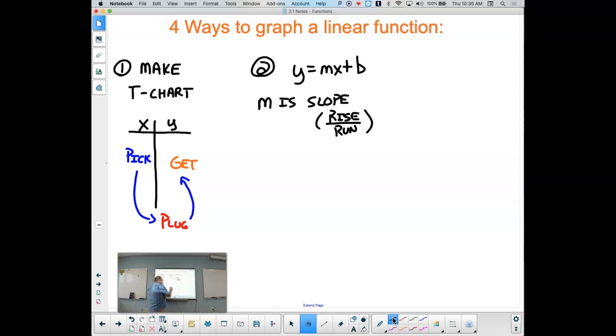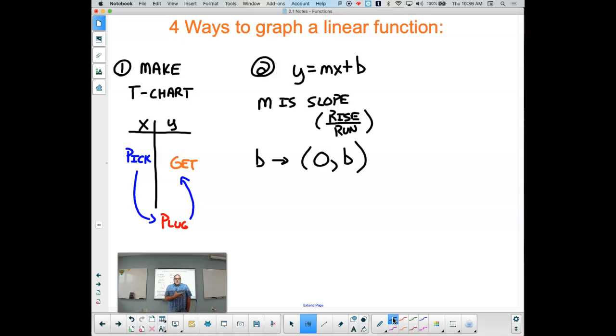And b is the point 0, comma b. It's the y-intercept where it crosses the y-axis. Okay? So you would plot your y-intercept, and then you would use your slope, rising and running, to get the next point, and so on and so forth, and then you want to draw it in. Okay?